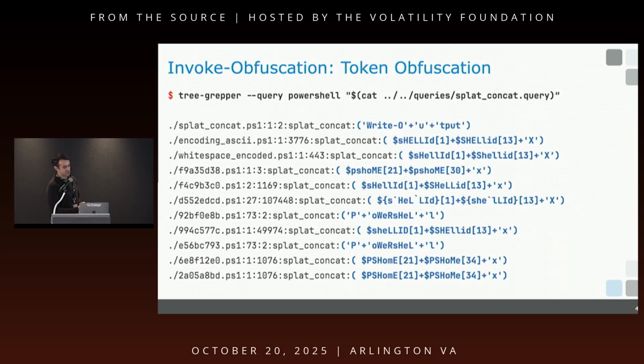And here, again, is a different query that I cooked up for detecting splat concat, running with tree grepper and using PowerShell across all of those scripts. Again, very accurate. It shows you exactly what you're looking for within the obfuscated script files.